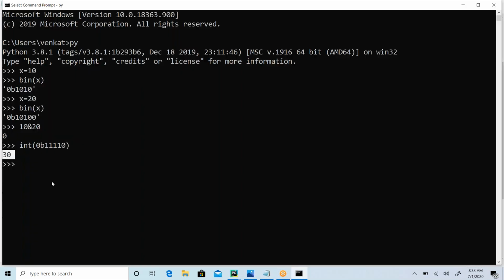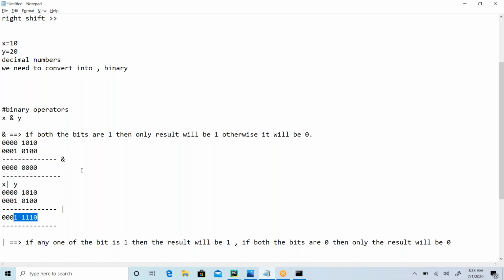So now if you apply the OR condition on 10 and 20, 10 or 20, you are going to get the value of 30. Is that understandable for everyone?